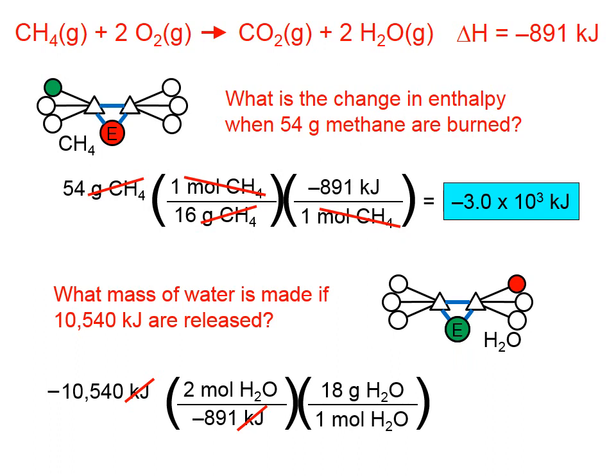Then we convert to moles of water using the molar mass. Oxygen is 16, each hydrogen is a penny apiece, so that's 18. Round to 4 significant figures, because that's how many we started with, and we're done.